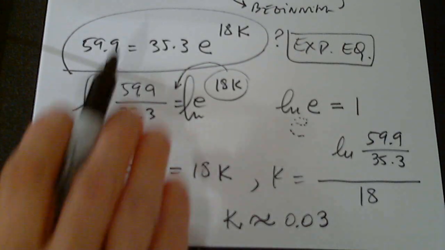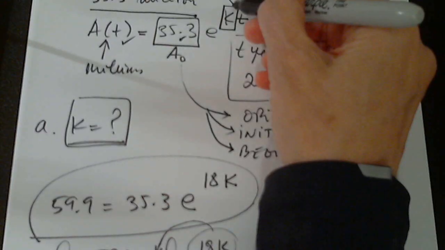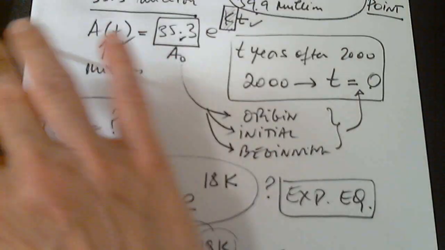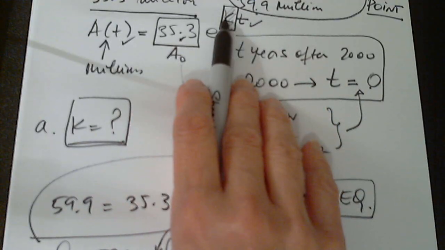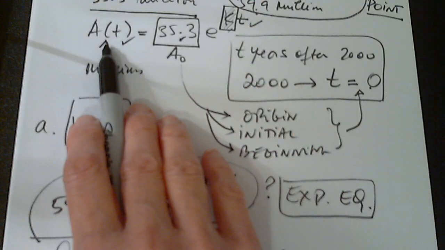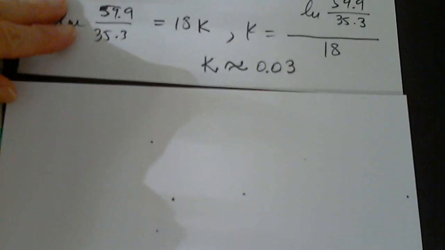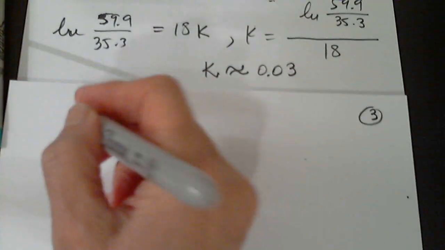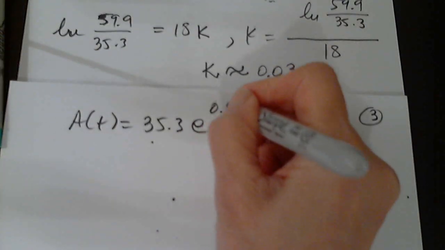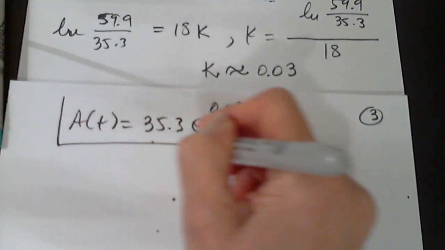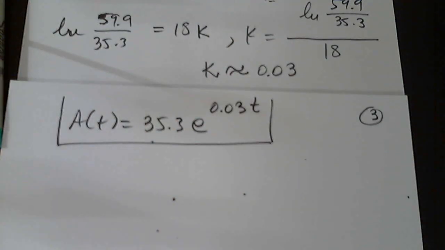I found K. I have to put it back in the model, right here. And I have everything. I know everything about the function: A0 e to 0.03t, and it's a function of t. So now we have the model, and we have to write it. So A of t is 35.3 e to 0.03t. Now they can ask us whatever they want about this. We have the function. Let's see what they want next.